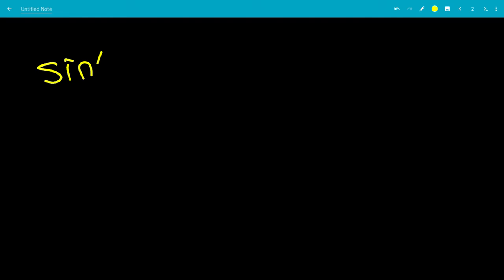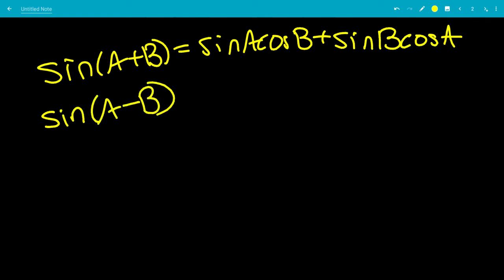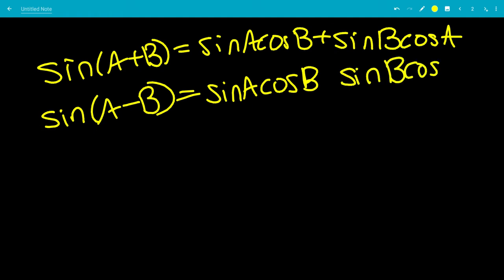So we know that sine of a plus b equals sine a cosine b plus sine b cosine a. Pretty standard. So let's look at sine of a minus b. Now, I don't remember this, but you can just plug in b to be negative b and then change them out. So we're going to have sine a cosine of negative b, which is the same thing as cosine b because cosine is an even function. Then we're going to have sine of b cosine a. So it'll be sine of negative b, but again, sine is an odd function, so sine of negative b is the same thing as negative sine b.